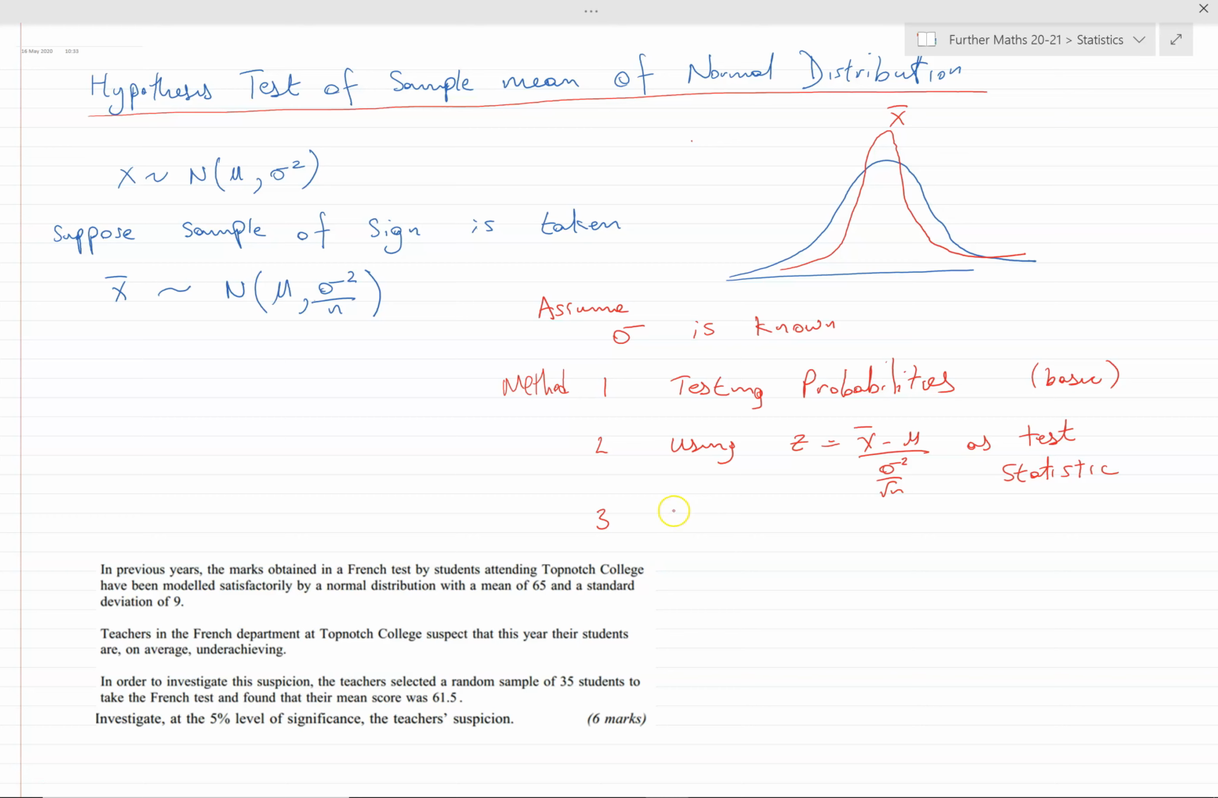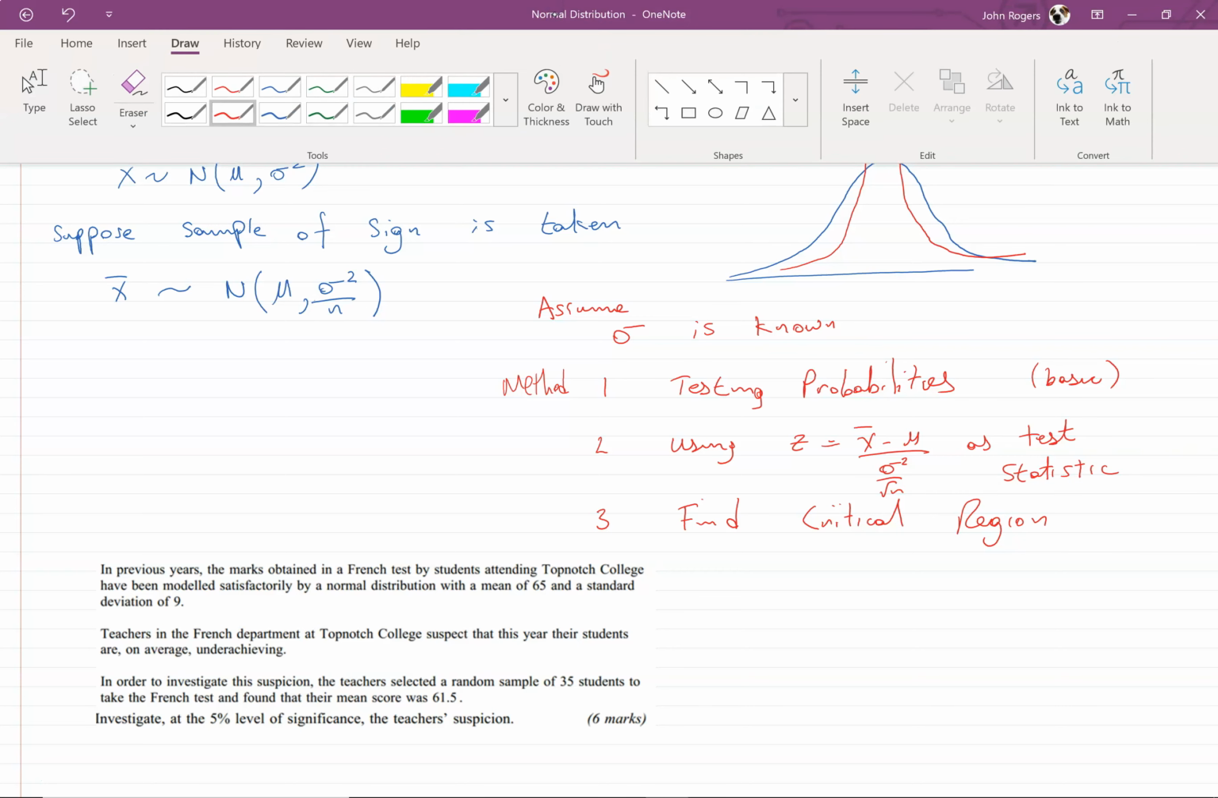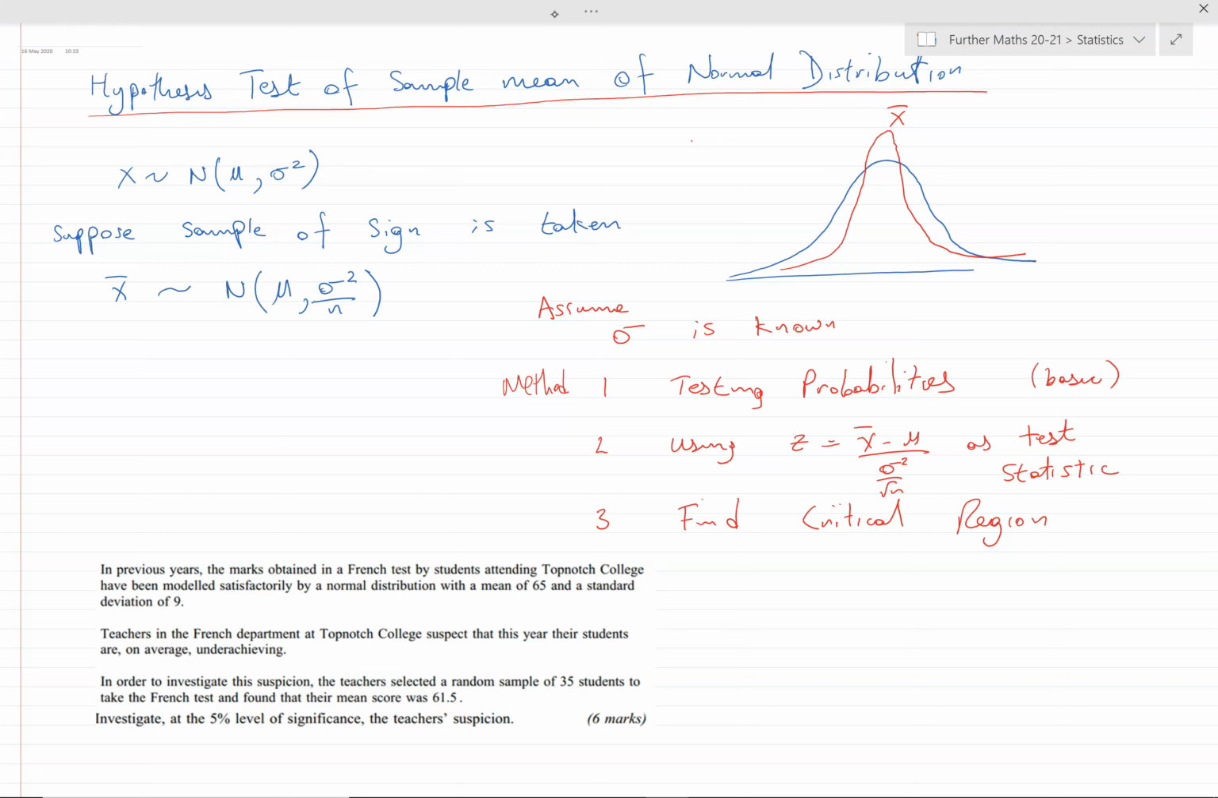The third method is more involved, but it involves the critical region. Find the critical region. And that's actually quite a key idea in stats in general. A critical region, I spelled it wrong, haven't I? A critical region is something you've already seen when it comes to binomial: the set of values for which H0 is rejected. So what you do is test whether it's in or out of the critical region.